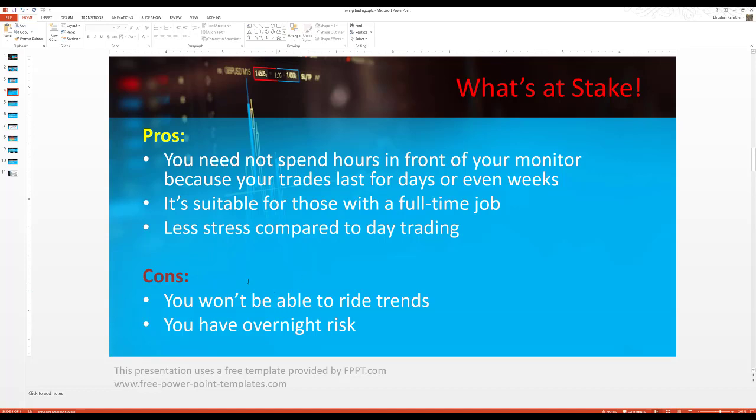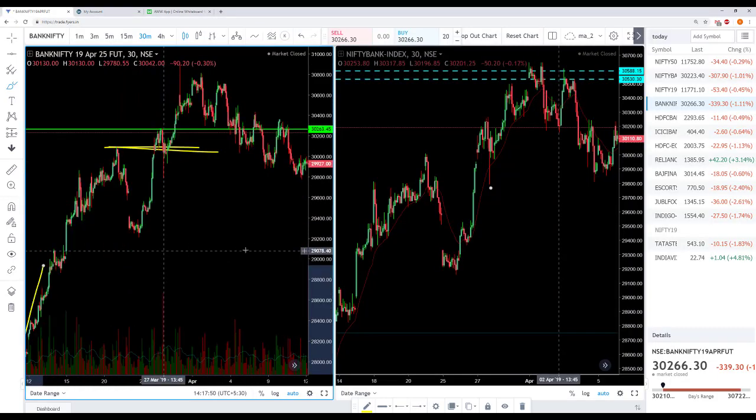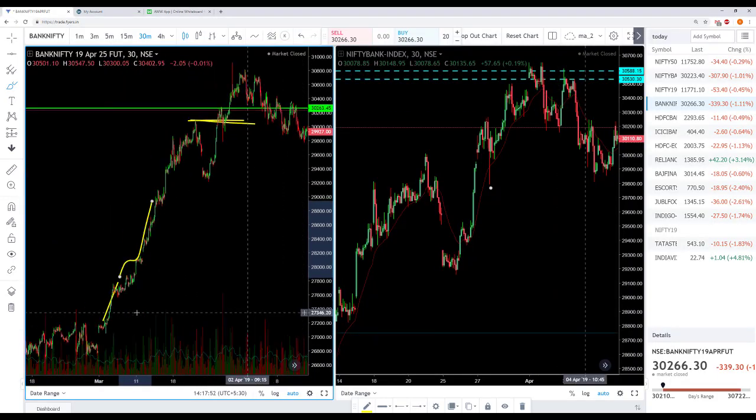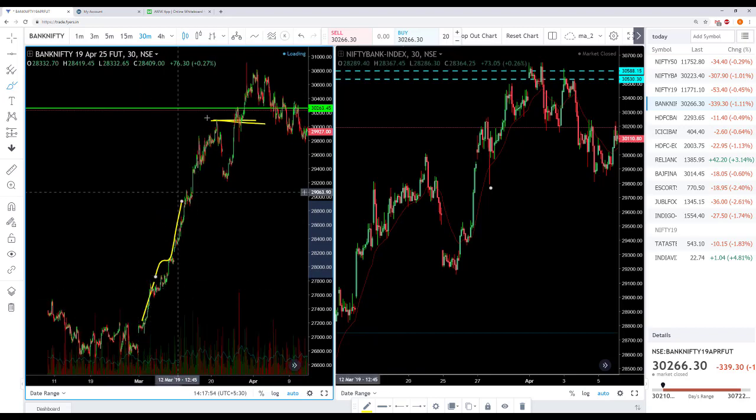But the important con is that you won't be able to ride trends. What is the meaning of that? The important thing about swing trading is that trends have become more and more complex nowadays, right? Earlier, when you used to see this kind of a trend, you will rarely get it in the market, very rare.